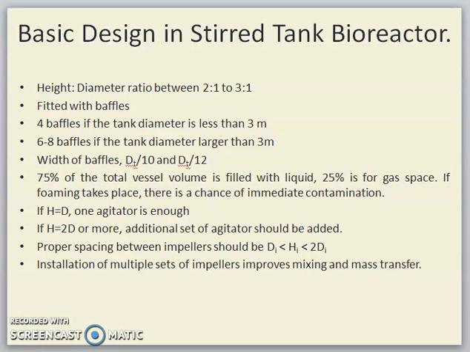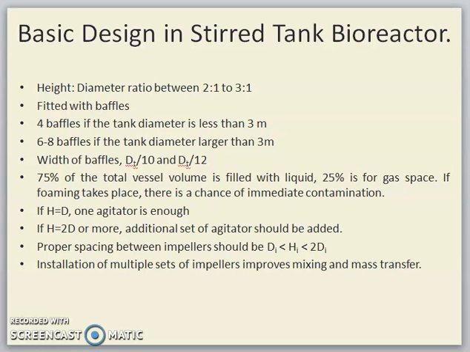Okay, you can refer to the Schuler and Kargi textbook, pages 288 to 290, on the basic design of the stirred tank bioreactor. So here you can see the rule of thumb in order to design the stirred tank bioreactor: the ratio of height to diameter is between 2 to 1 and 3 to 1, and commonly we use 2 to 1.